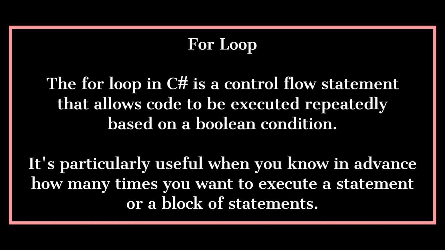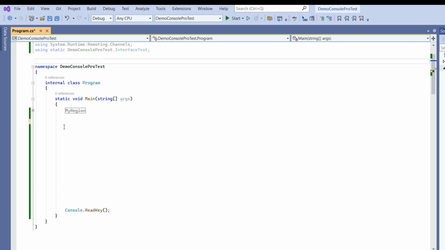So it is particularly useful when you know in advance how many times you want to execute a statement or a block of statements, right? So basically, we use a for loop if you want to show or display a collection of data on UI. At that moment you can use the for loop. Suppose, for example, we want to display all the even numbers by using a for loop. Okay, if we want to display all the even numbers, then we can use the for loop concept.